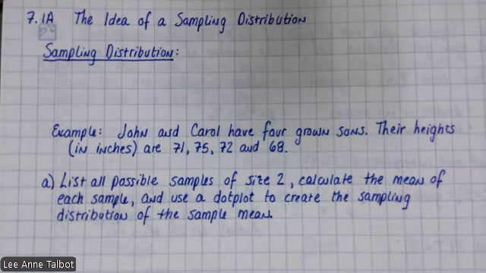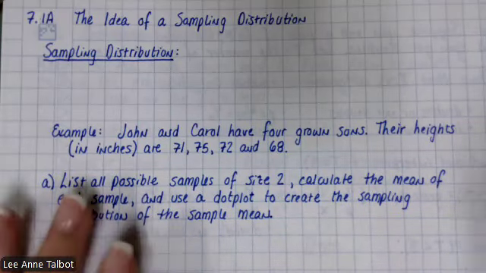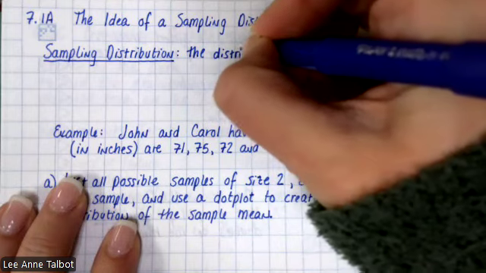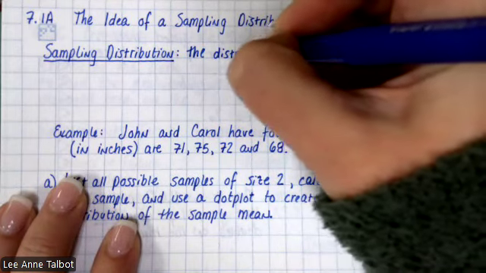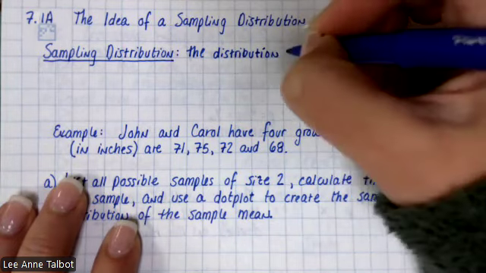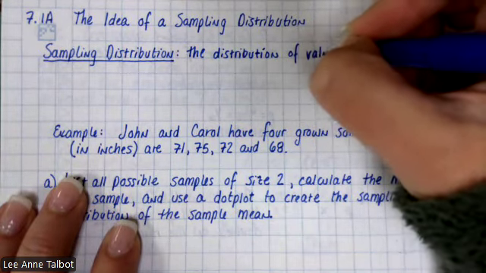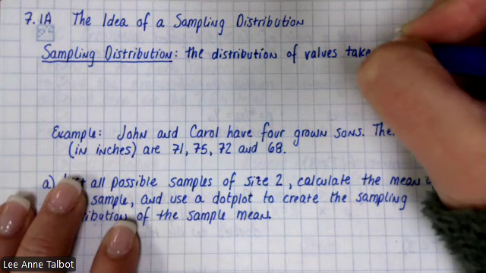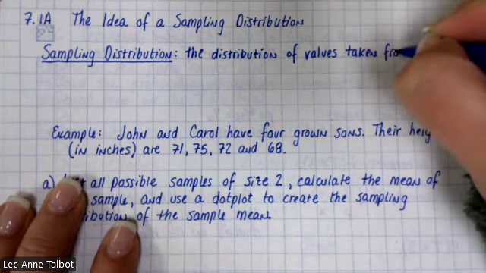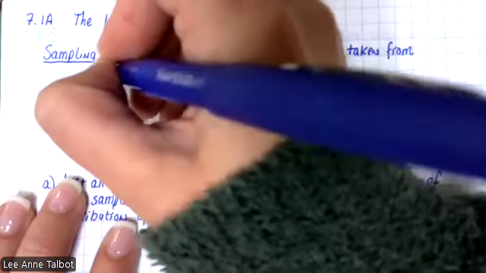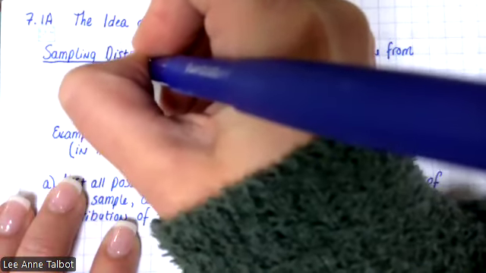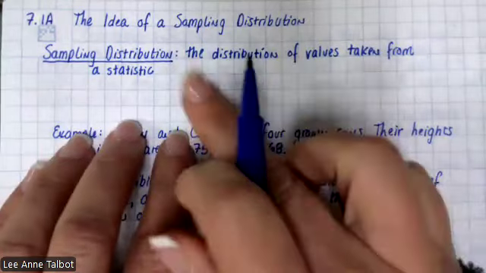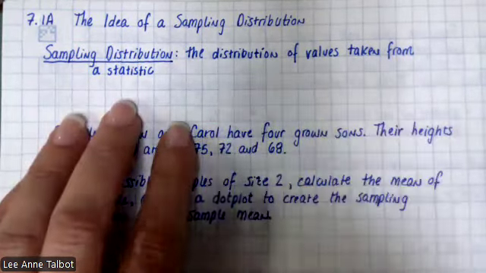All right, sampling distribution. What is that? The distribution of values taken from a statistic. Please focus. I don't know why I would expect it now. Okay, now let's just pause there. Distribution of values taken from a statistic.